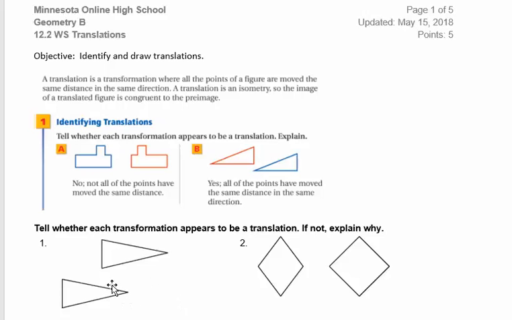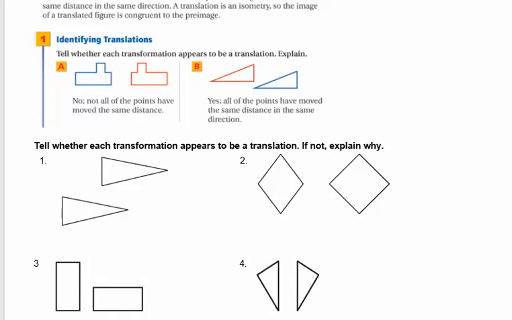The image will be congruent to the pre-image. Remember, the pre-image is the original, the image is the new. They will be the same size, the same shape.